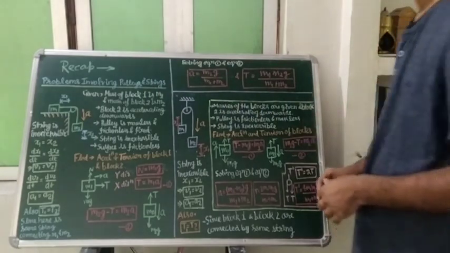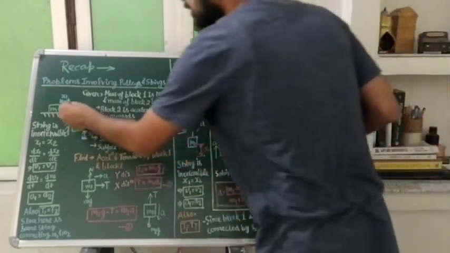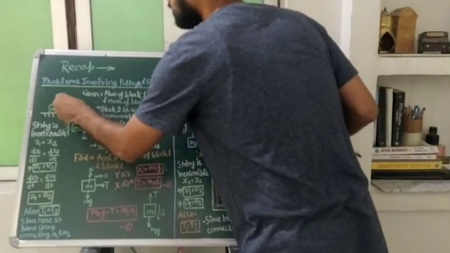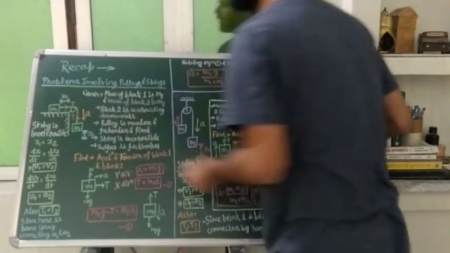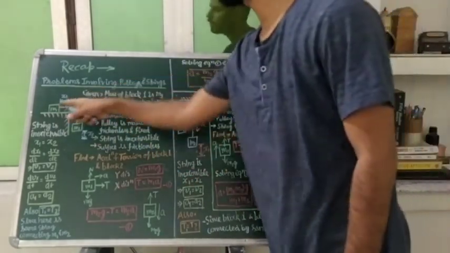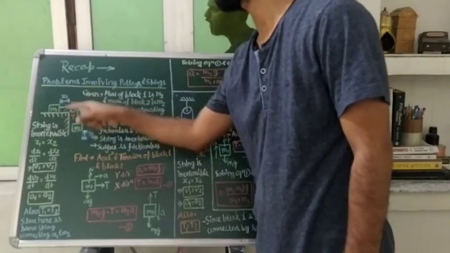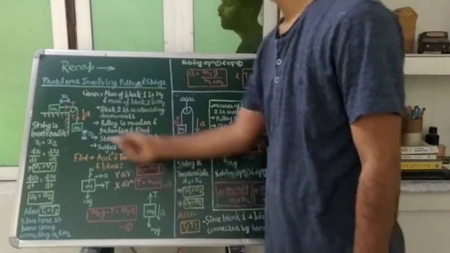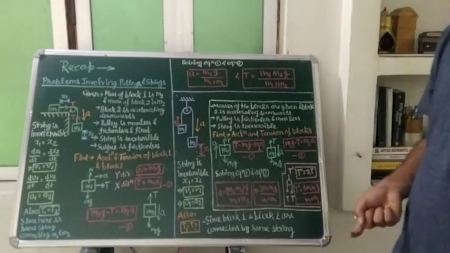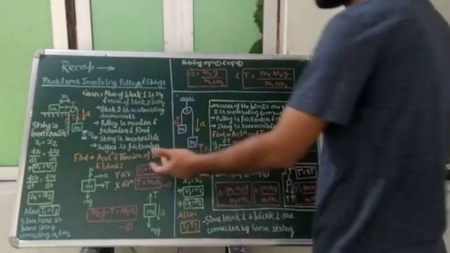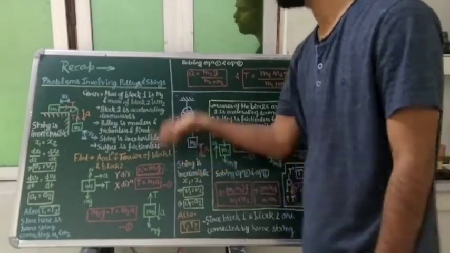We also saw that tension T1 will be equal to T2. The same tension acts on the string, since there is only one string attached to masses m1 and m2. Masses m1 and m2 are attached by the same string, so the tension in that string will be the same. So T1 is equal to T2. The question was to find the acceleration and tension of block 1 and block 2.